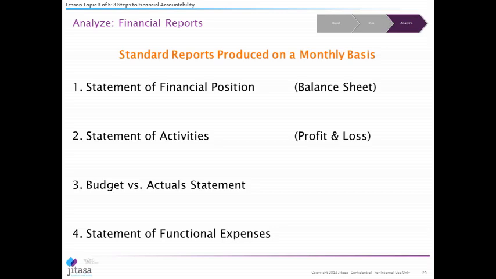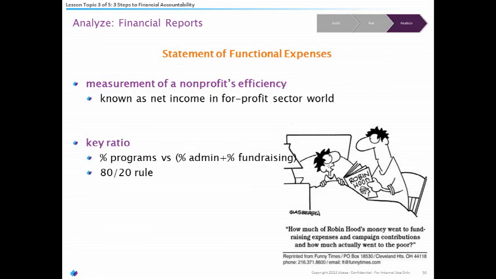Budget versus actuals, if you have program people that are in charge of programs, so they can compare their actuals versus the budget that they initially expected. And then a statement of functional expenses. It's always important to keep watch on, again, the level of program expenses versus admin versus fundraising. So basically, the statement of functional expenses is a measurement of the nonprofit's efficiency.